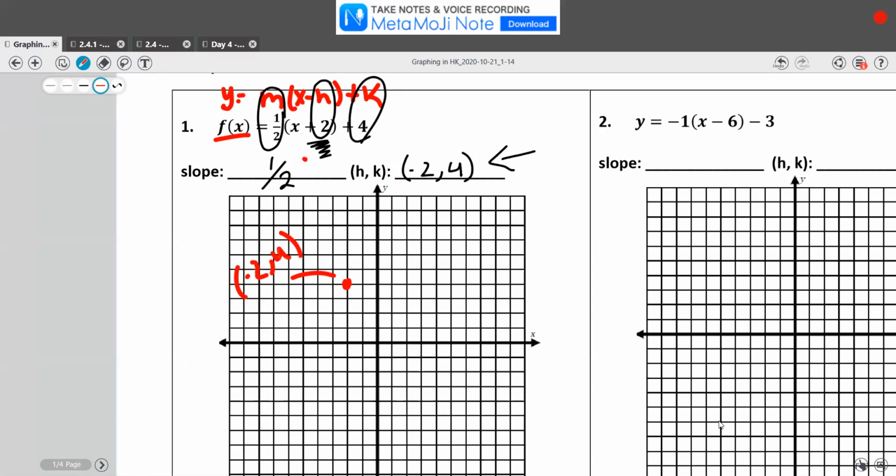All right, now I'm going to use my slope, which is up 1 over 2. So I'm going to go up 1 over 2. So my next point is right there. And I'm going to find 2 more points. Up 1 over 1, 2, which is right there. And then up 1 over 2, which is right there. So those are going to be my points, and that's going to create my line.